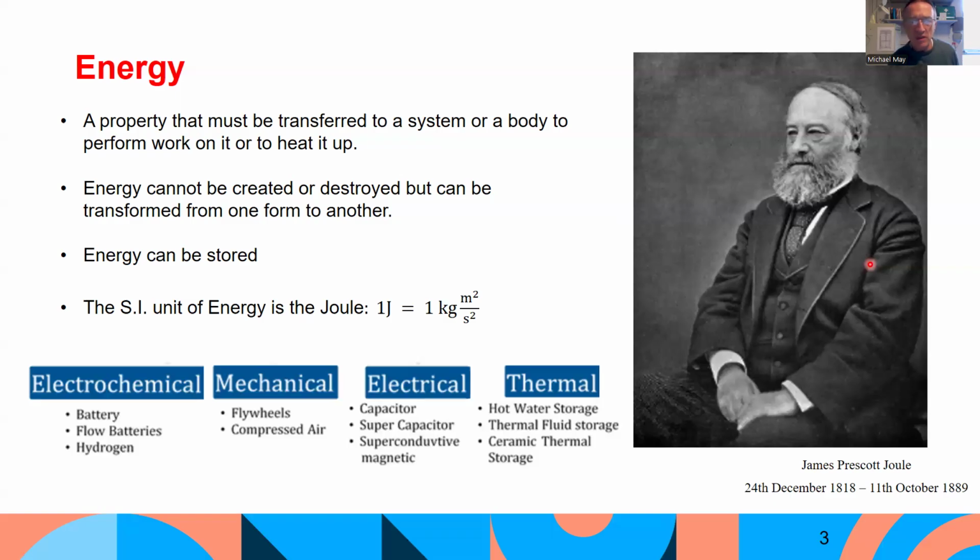Thankfully, energy can be stored, and there are different ways that we can store energy, but it is a challenge to find other, more efficient ways of storing it, especially when it comes to renewable energies. The SI unit for energy is the joule. It's named after James Prescott Joule, who identified the mechanical equivalent of heat. So he demonstrated that a certain amount of mechanical work could produce a certain amount of heat, which ultimately led to the conservation of energy. So the SI unit is the joule, and its base unit is 1 kilogram meter squared per second squared.